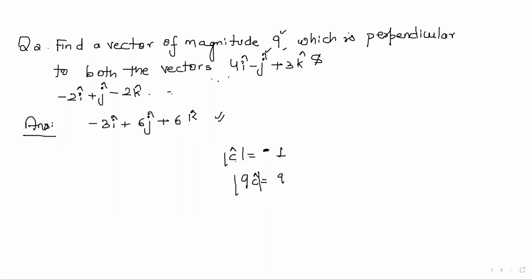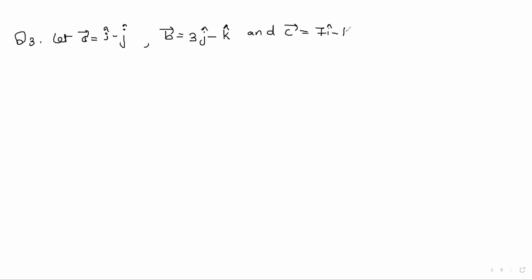Okay, Huzaifa, great. Nabil, is it done? Yes, sir. Okay, great. Now, next question. It's a very, very good question. Let vector A be equal to i cap minus j cap, B equal to 3j cap minus k cap, and C equal to 7i cap minus k cap.